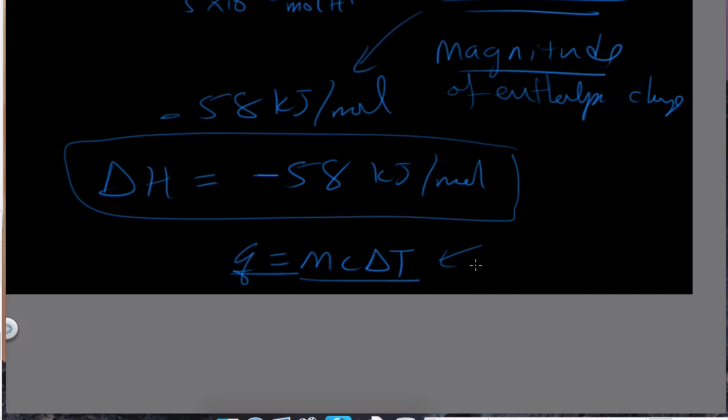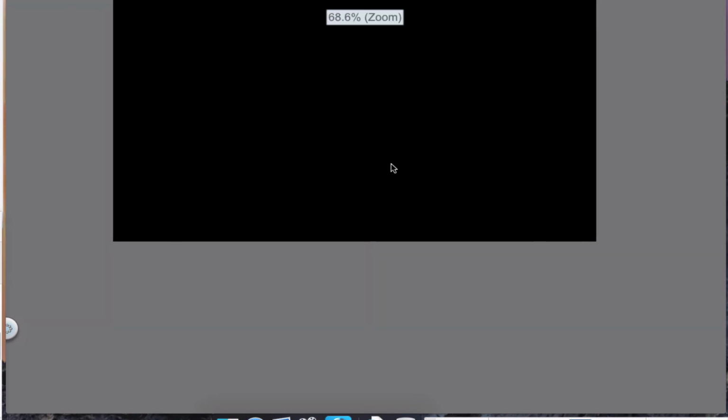So let's talk about constant volume calorimetry, because this is just like constant pressure calorimetry, right? Constant volume calorimetry is a little bit different. And another word for this is bomb calorimetry.